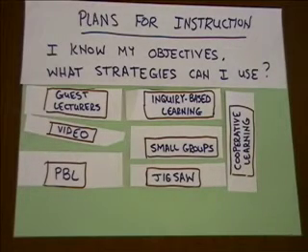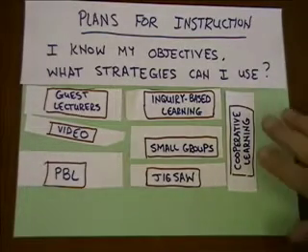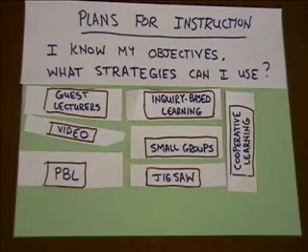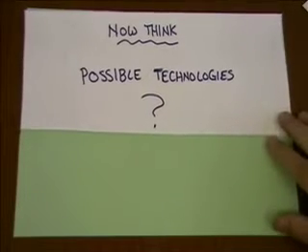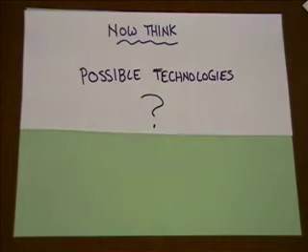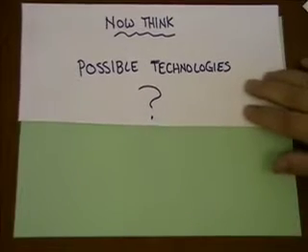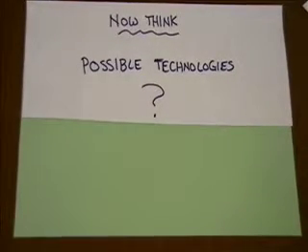So I've got my objectives. I'm thinking about my strategies. I'm thinking about how those go together. Now what do I do? Well, next thing I've got to come up with, what about possible technologies that I can use to support what it is I'm trying to accomplish? All right, well, since that's part of the class, I guess that's important. We should talk about that.